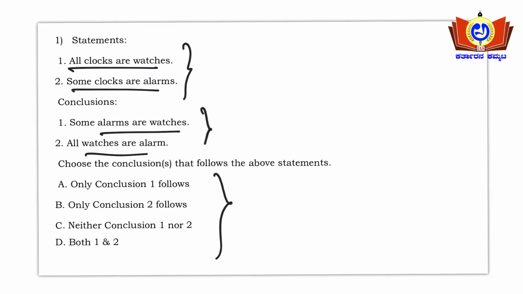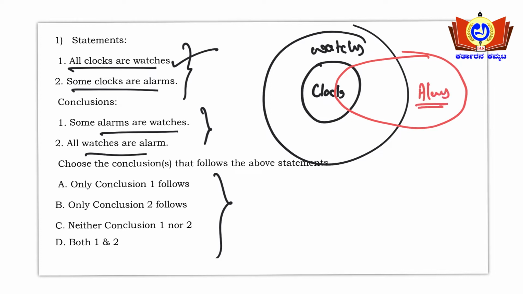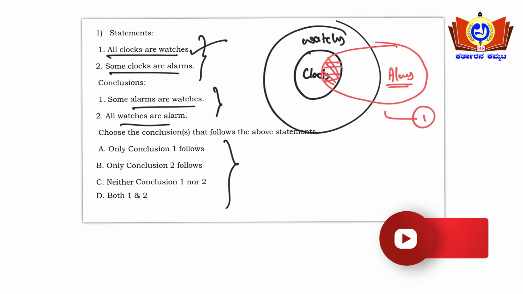See here, friends, all clocks are watches. I can write clocks like this, and watches will be here. So all clocks are watches, statement 1, that is right here. Some clocks are alarms. This can be written like this, alarms. So the shaded area is where some clocks are alarms. This is the first possible diagram, or else we can write it like this also.